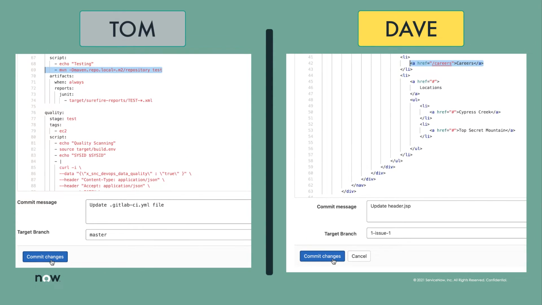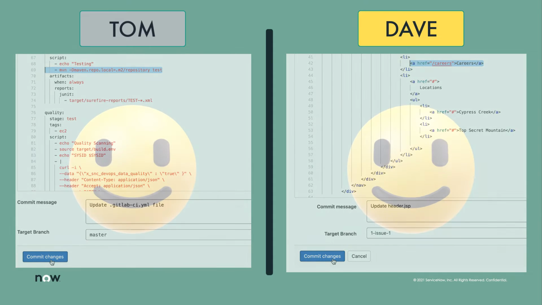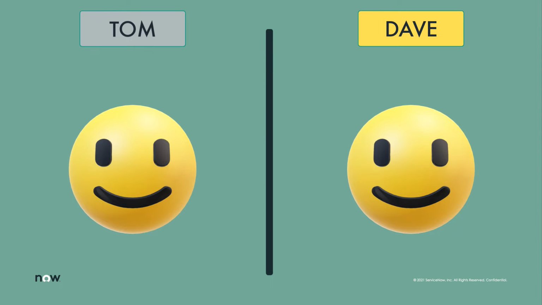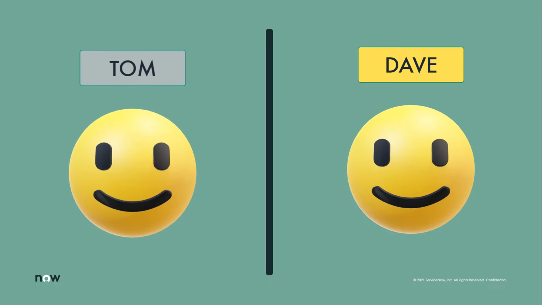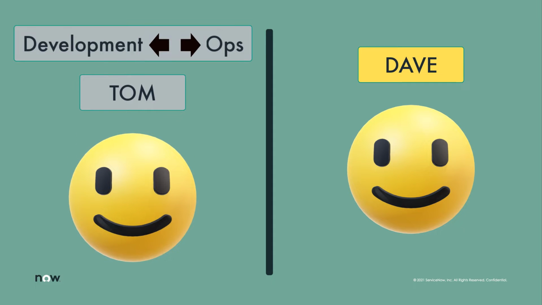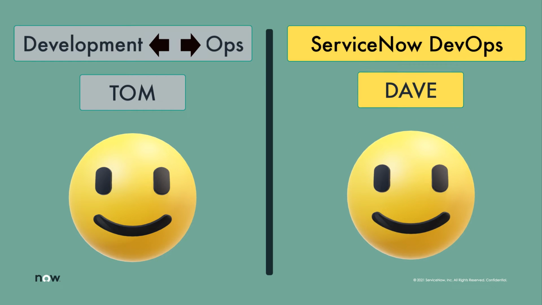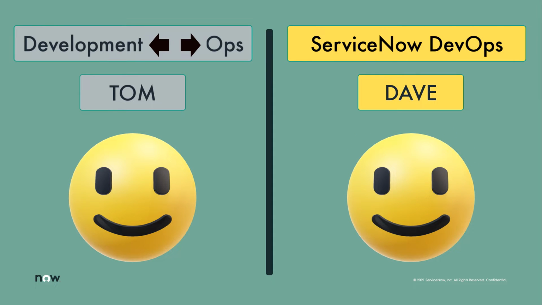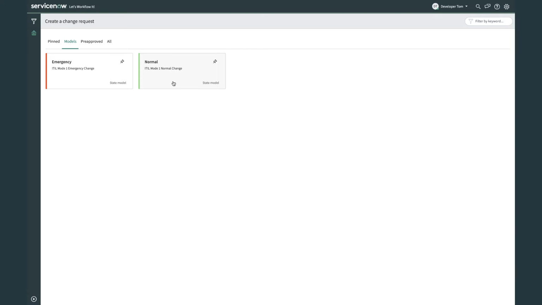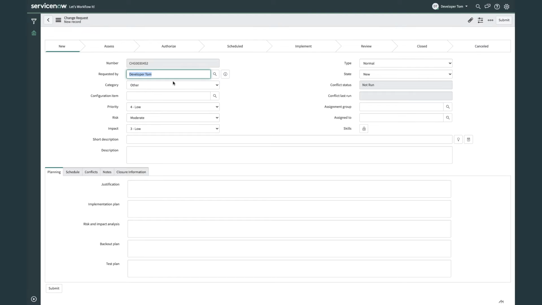And here is where the tale of Tom and Dave become very different. Developer Tom works for a typical organization where development and operations are still separate. Developer Dave, on the other hand, works for a company that uses ServiceNow DevOps. When Tom commits his code, he has to leave GitLab, log into ServiceNow, and pull all the information together required for the change request record, and create a change request to get his code approved.